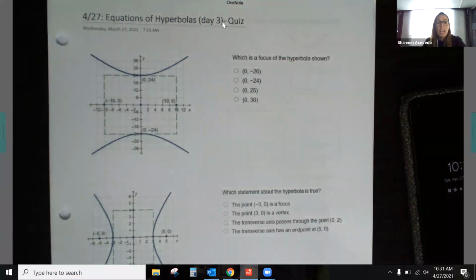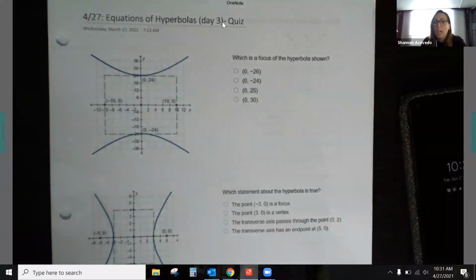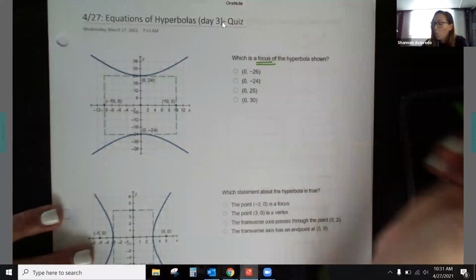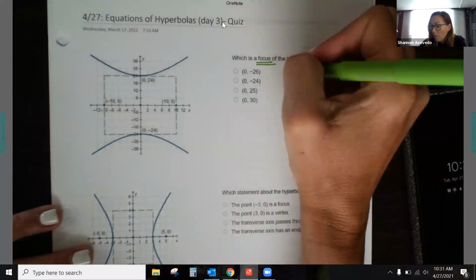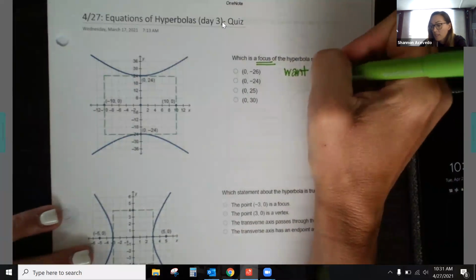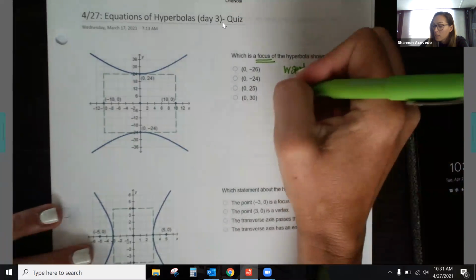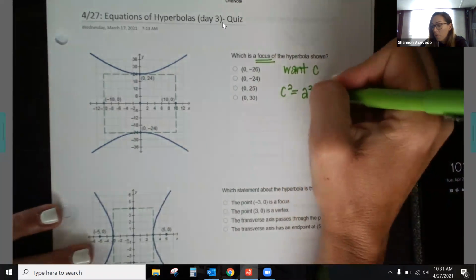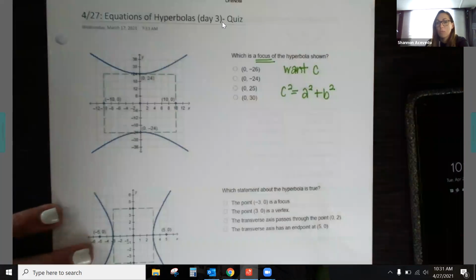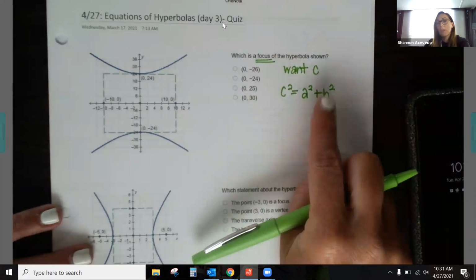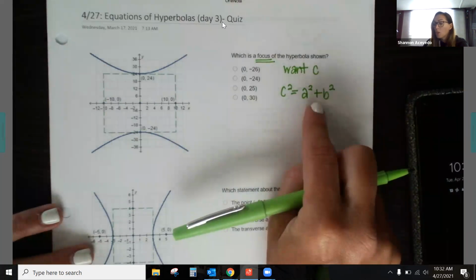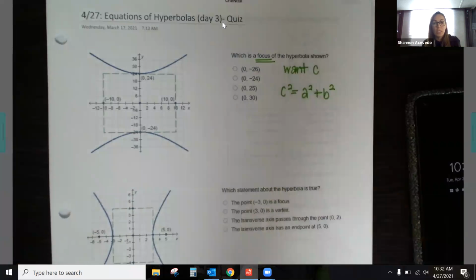For this one, they ask us what is the focus of the hyperbola? If we want to figure out what the focus is, we want our C value. And we know that C squared is equal to A squared plus B squared. When we talk about a hyperbola, it's going to be a plus. When we talk about an ellipse, it's going to be a minus. So we need to figure out what our C value is.